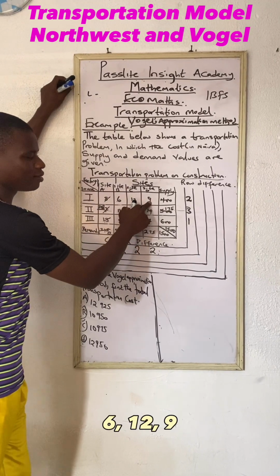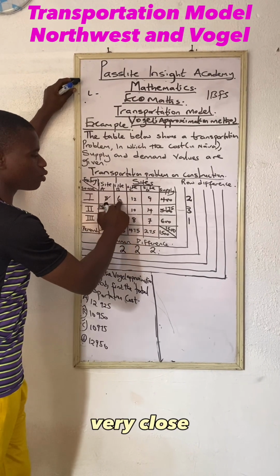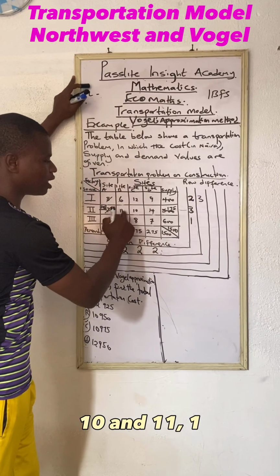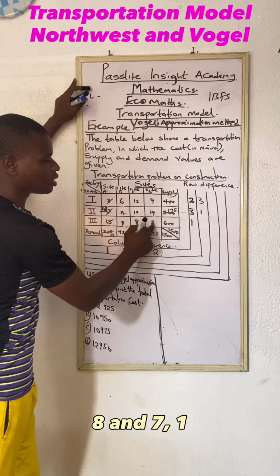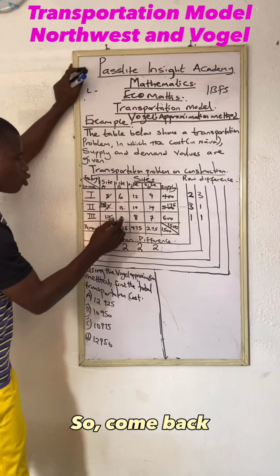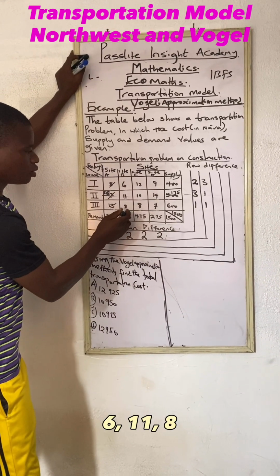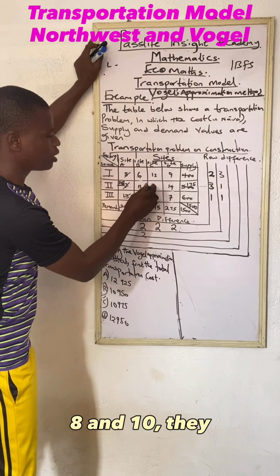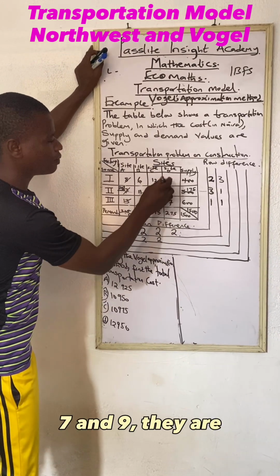6, 12, 9. 6 and 9, they are very close. That is 3. 11, 10, 14. 10 and 11, 1. 8, 8, 7, 8 and 7, 1. So that is all for them. So come back here. 6, 11, 8. 8 and 6, they are very close. That is 2. 8 and 10, that is 2. 7 and 9, that is 2.